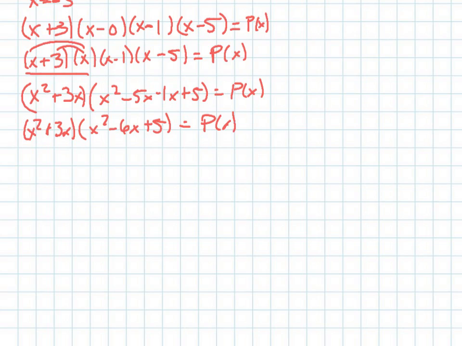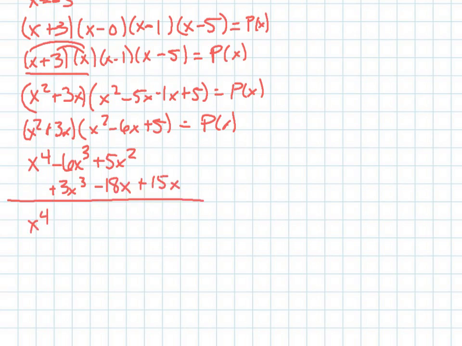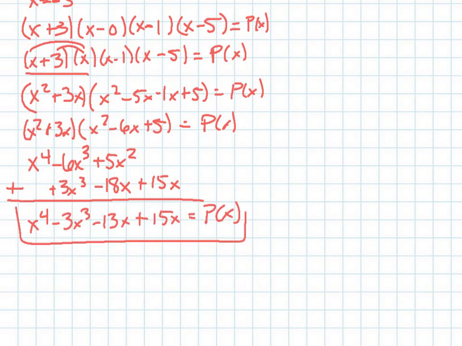And now I want to multiply that through, so x squared times x squared gets me x to the 4th. X squared times negative 6x gets me negative 6x cubed. X squared times 5 is 5x squared. 3x times x squared would be positive 3x cubed. 3x times negative 6x would be negative 18x squared. And then 3x times 5 would be 15x. So I want to add like terms. So that gives me x to the 4th minus 3x cubed minus 13x squared plus 15x equals your p of x. Okay, so then here's your polynomial.